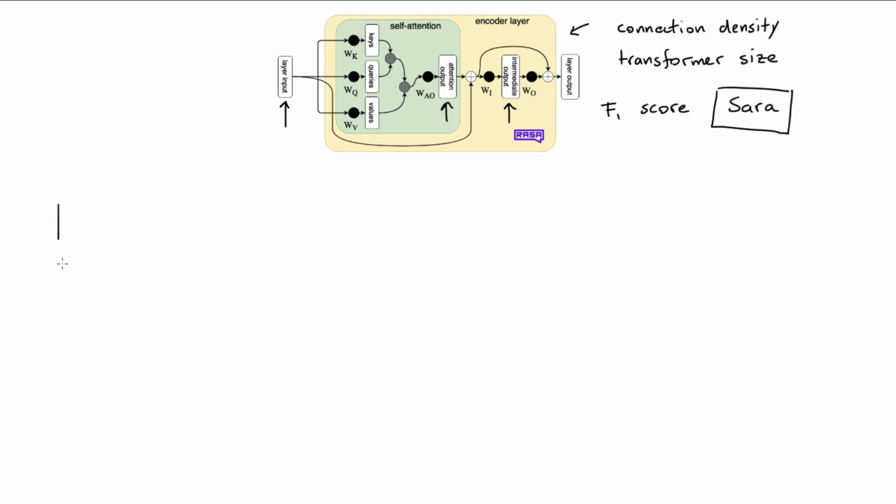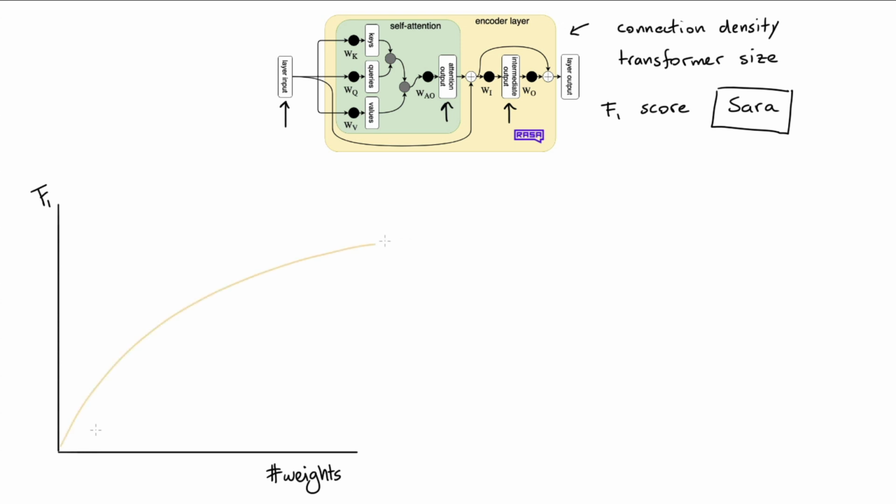And what you're about to see is a chart. On the x-axis, we have the number of weights. And again, on the y-axis, we will have our F1 score. But we are going to draw multiple lines. This, for example, is the line that we might have for a connection density of 10%. And this line would have a couple of points on it. And the x values that we see on these points will be determined by the transformer size.